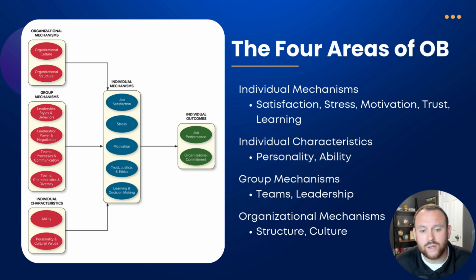So that is someone's ability to be able to do the job, right? And then what is their personality or their cultural values that they hold as an individual. So we look at those three main things, right? The organizational mechanisms, the group mechanisms, and then the individual characteristics.